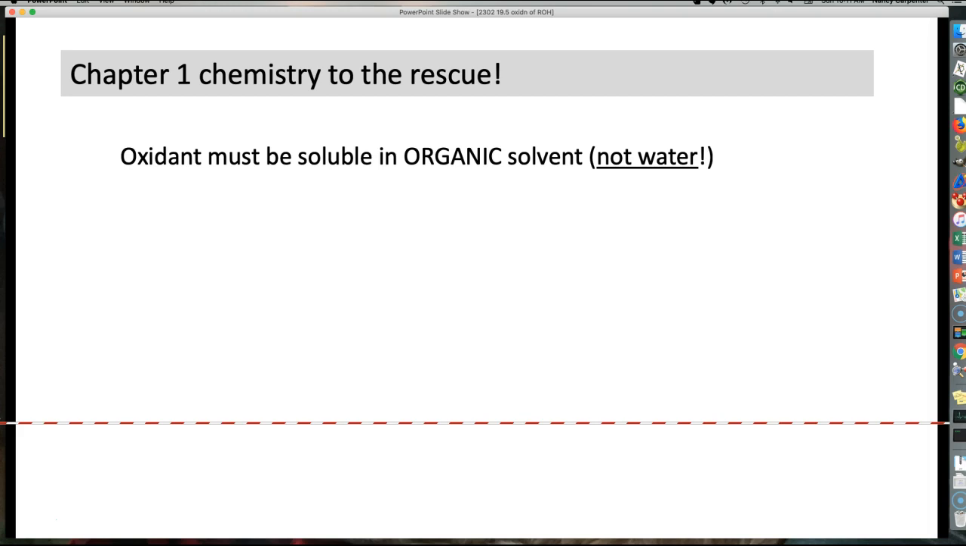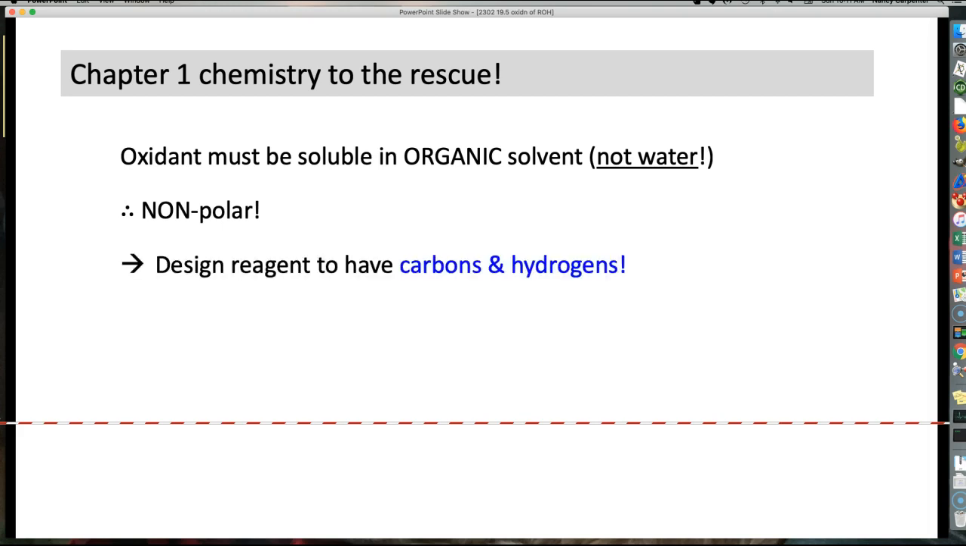Can we come up with a good oxidizing agent that's not that polar and doesn't require a polar solvent like water to dissolve? And the answer is yeah. We can definitely make something more nonpolar because we just figure out a way to put a whole bunch of carbons and hydrogens in it. If it's got carbons and hydrogens in it, then it's nonpolar, and we can avoid water. That's exactly how chemists approach the problem, and what they've come up with is a whole plethora of possibilities.